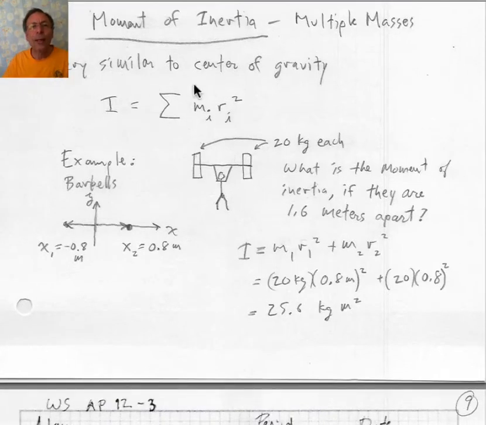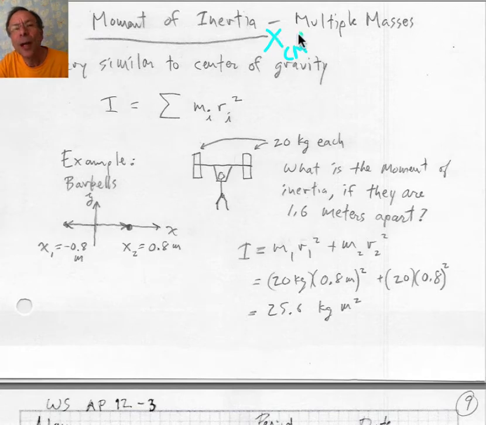Let's go back to something that we covered before, center of gravity, because moment of inertia is going to be very similar to the center of gravity process. So when we found the center of gravity, let's just find the x location of the center of mass. Center of gravity and center of mass mean the same thing.